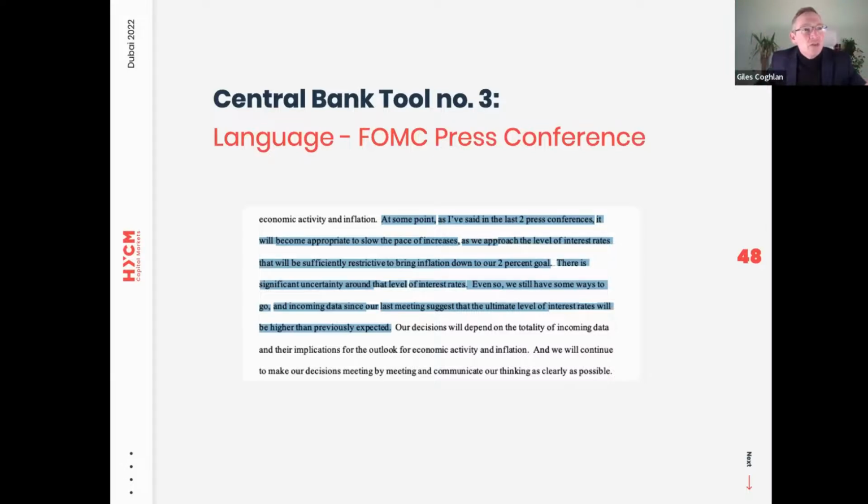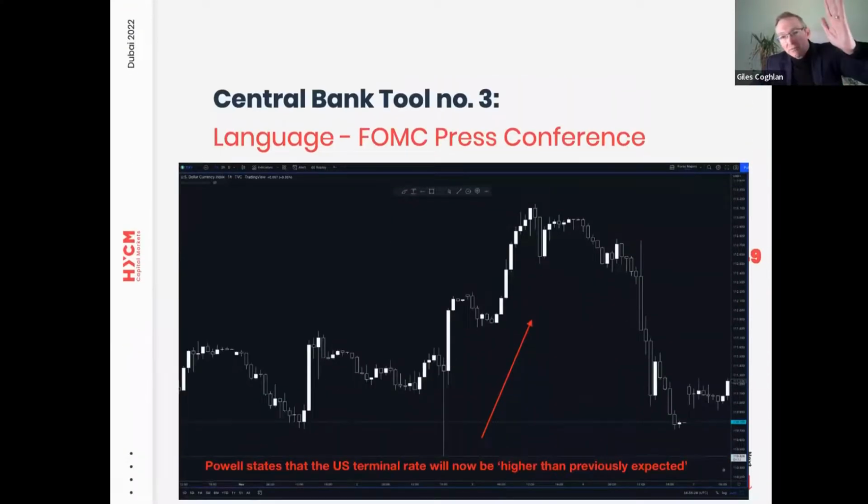He said, if you look at the last sentence, it says, even so, we still have some ways to go. And incoming data since our last meeting suggests that the ultimate level of interest rates will be higher than previously expected. So what's he saying? Higher interest rates. What does that mean? Dollar strength. Okay. So he's saying we're going to be going higher. And here you can see the dollar index. Powell says terminal rates will now be higher. See the way the dollar sold off and then shot higher. That was because of the way Powell played it.